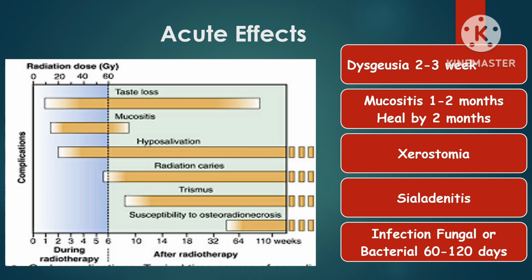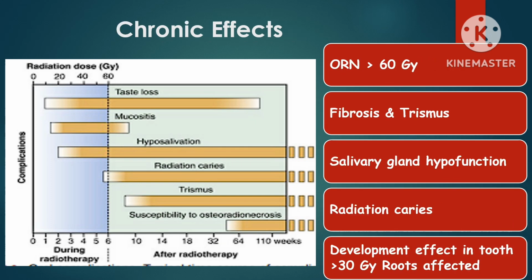And chronic effects include osteoradionecrosis, fibrosis and trismus, salivary gland hypofunction, radiation caries. And a developmental effect on the tooth is also there with a radiation dose of more than 30 grays.